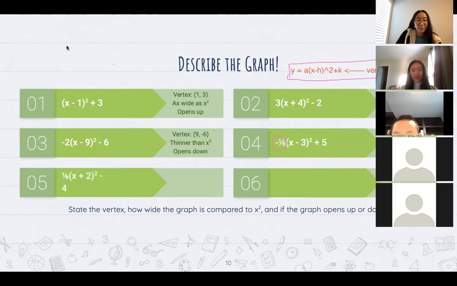So, I'll do number 5. You want to do number 5? Sure. It would be negative. The vertex would be -2, -4. And since 1/8 is positive, it would be opening up. And the absolute value of 1/8 is 1/8, which is smaller than 1, so that'd be wider. Correct. That was a great explanation.